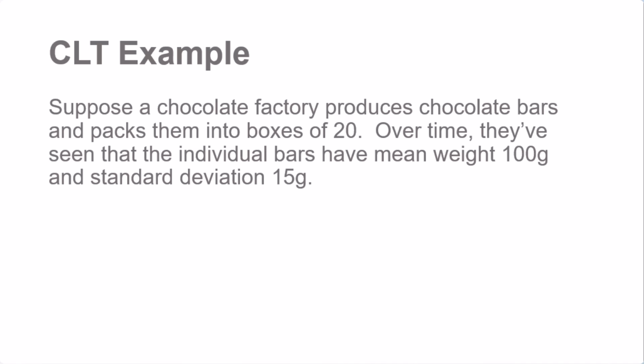So suppose a chocolate factory produces chocolate bars and packs them into boxes of 20. Over time, they've seen that the individual bars have mean weight 100 grams and standard deviation 15 grams. So I'm thinking of the individual chocolate bars as being the population here. What they're describing is the mean and the standard deviation of the population. So just to write myself some notes, I'm looking at a population that has a mean of 100 and a standard deviation of 15. The units here are grams because we're talking about weights.